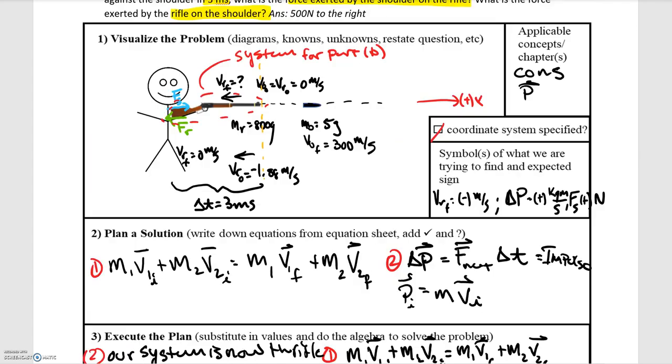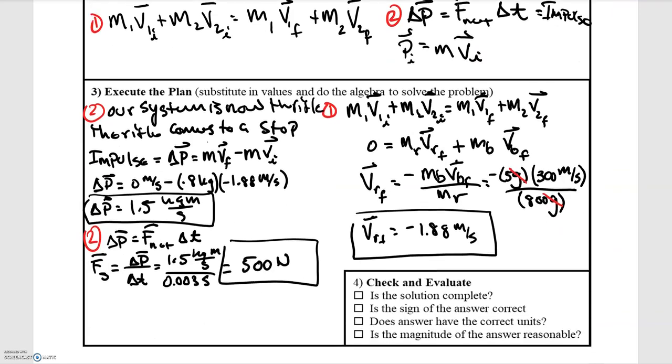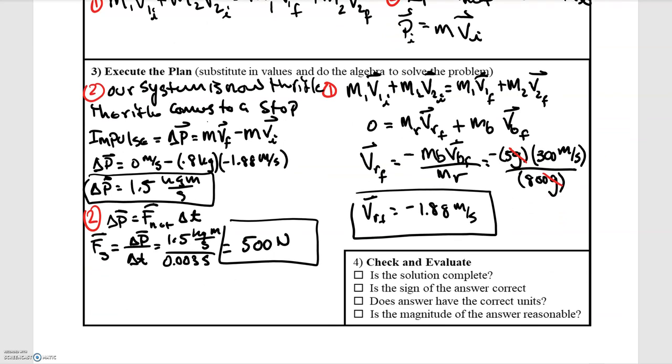And then the final part is, we found the force exerted by the shoulder on the rifle. What is the force exerted by the rifle on the shoulder? Well, we talked about this already. This is a paired force. You know, if I'm applying it on the rifle, the rifle must be applying it back on me. And that's from Newton's third law.